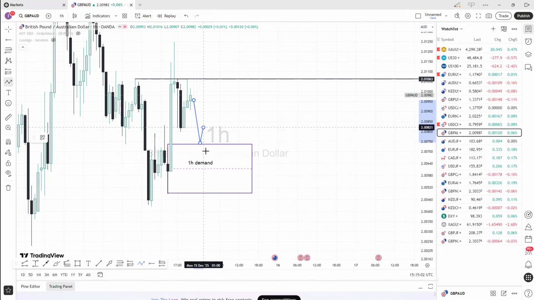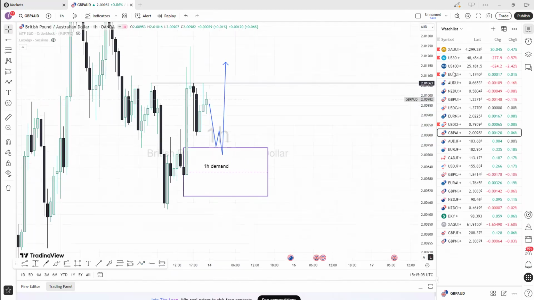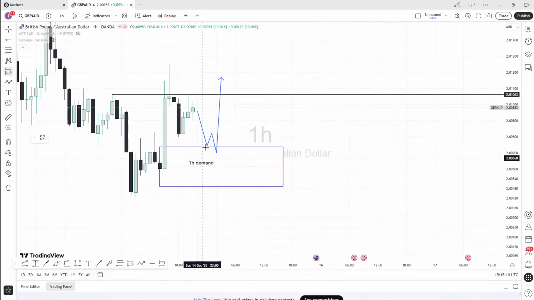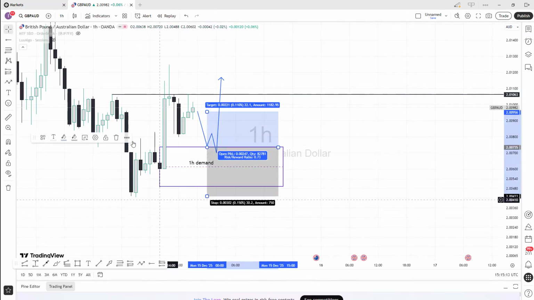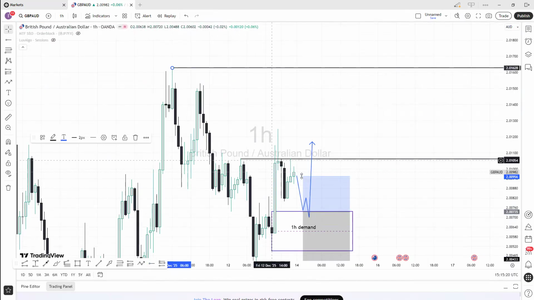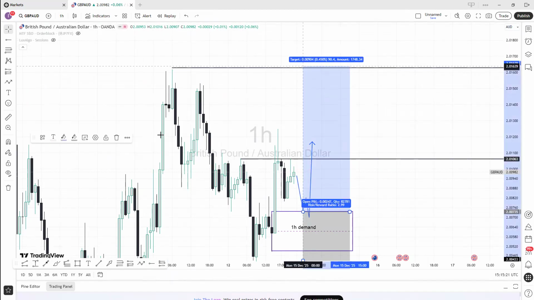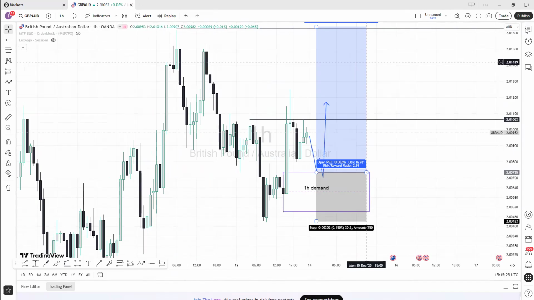If you see any confirmation, rejection, or reversal pattern on your time frame, you can execute a buy from that area on our demand, and then we will target that particular liquidity. You can target that strong liquidity level. Okay, that is a very good, clear setup on GBP AUD.